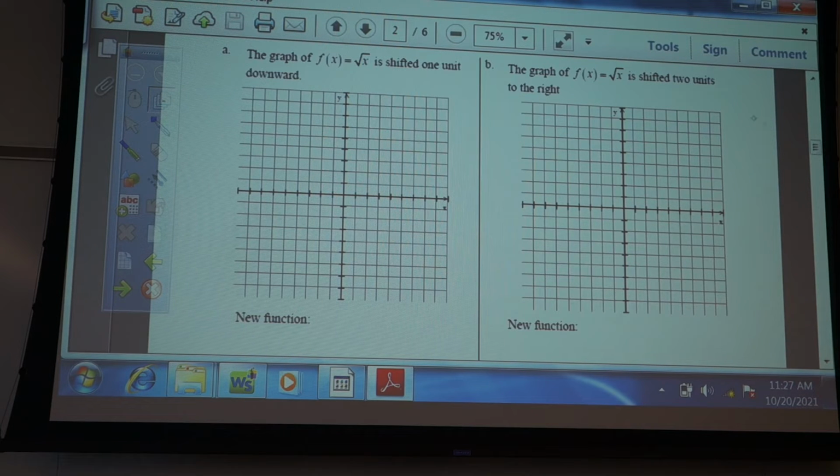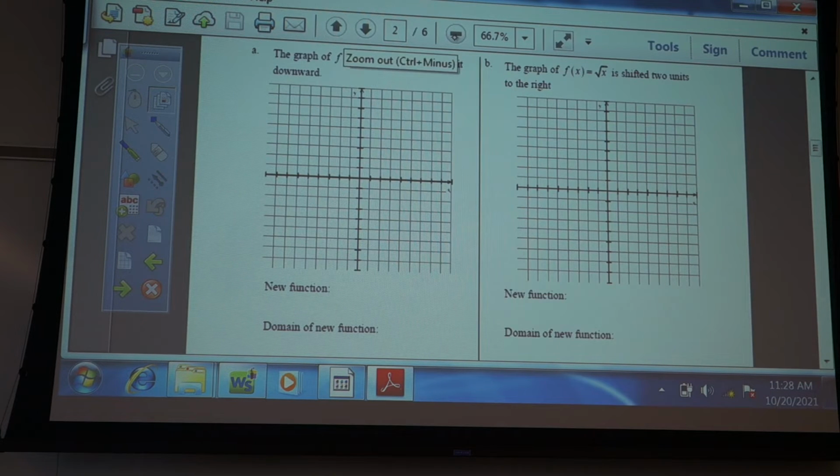If I go smaller, is that going to be too small? Is that too small? Yeah, everyone's okay with that? Okay, great.